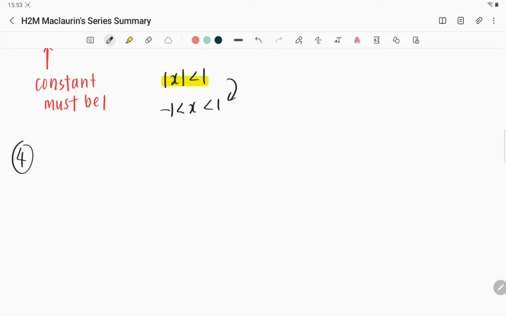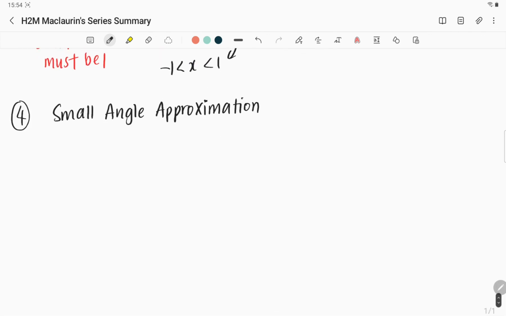Okay, and this last part is where the applications start to come in. And this part here is called your small angle approximation. Okay, so for small angle approximation, we will be working with the three trigo values here. So the basis of this is if x is small. Okay, given that x is the angle, if x is small, we will have the following.